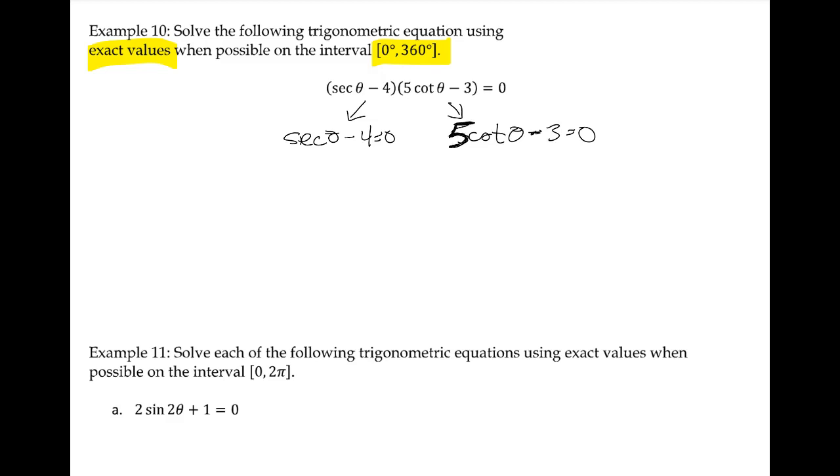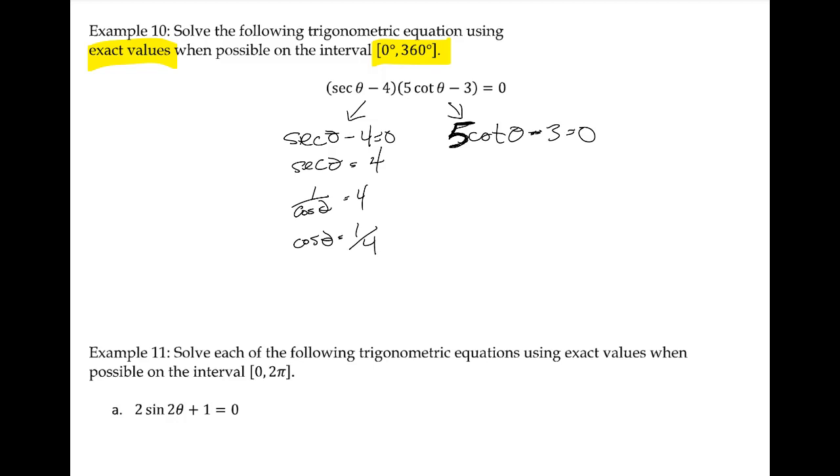Just being conscious it doesn't look like an S. So we get secant theta equals 4. So that's 1 over cosine theta equals 4, or cosine theta equals 1 over 4.